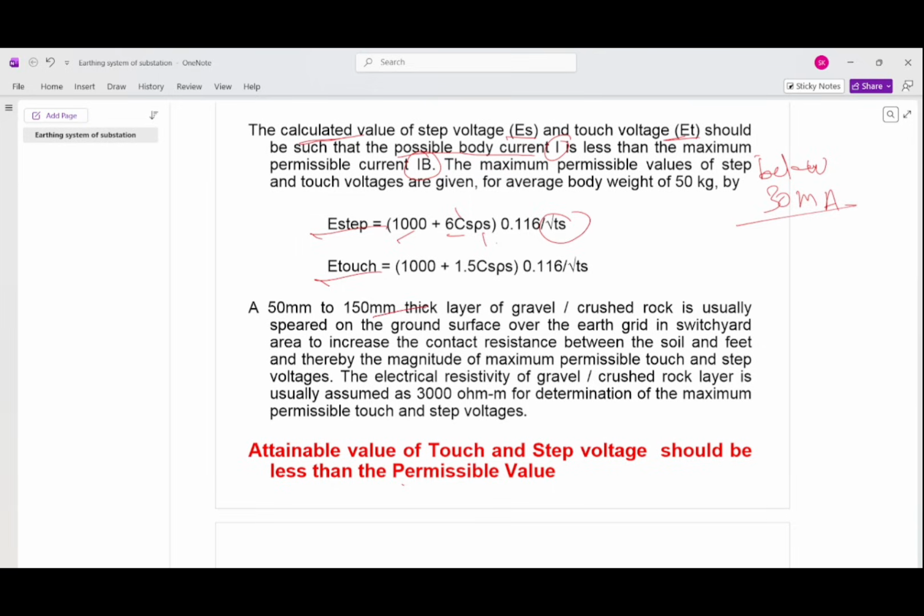A 50 to 150 mm thick layer of gravel or crushed rock is usually spread on the ground surface over the earth grid in the substation area to increase the contact resistance between the soil and feet, and thereby the magnitude of the maximum permissible touch and step potentials. The electrical resistivity of the gravel and crushed rock layer is usually assumed to be 3000 ohm meter. So gravel has 3000 ohm meter resistivity.